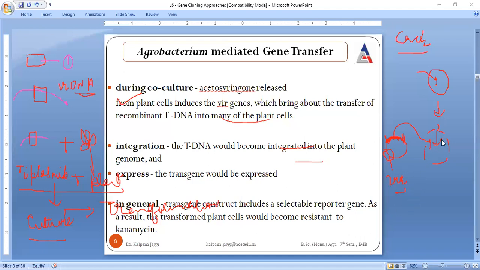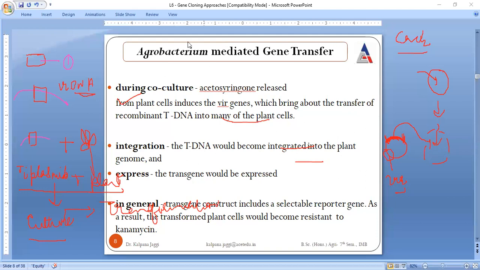It becomes active by the release of acetosyringone by the plant, and once this is released, it activates the Vir region, which is further made up of many genes: VirA, B, C, D, and so on. Once these genes become activated, they transfer this region into the host genome, and it becomes expressed. Right?